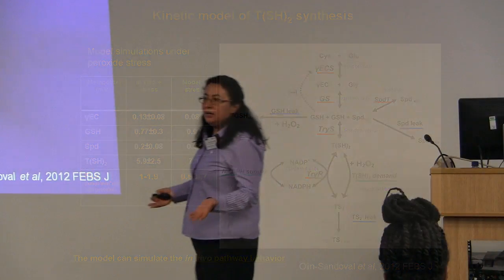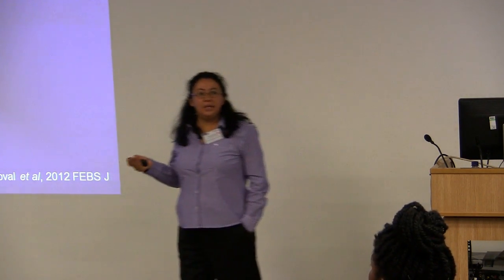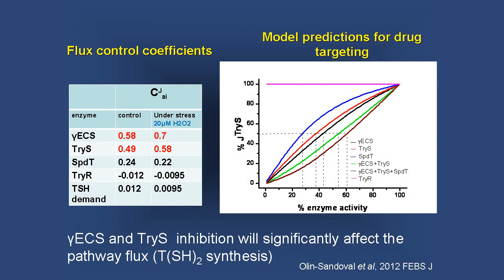Since we were looking for drug targets, we used the metabolic control analysis tool available in COPASI. The model predicted that the main controlling steps are gamma-glutamylcysteine synthetase and trypanothione synthetase, either in the control or in the presence of oxidative stress. There is a small contribution of the spermidine transporter, whereas trypanothione reductase has low control in this pathway.